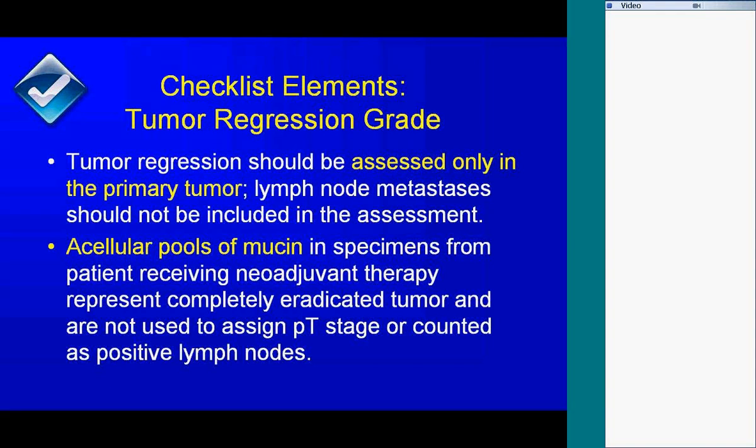And a question that comes up quite frequently is, how do you assess acellular pools of mucin in specimens from patients receiving neoadjuvant therapy? These represent completely eradicated tumor, and they're not used to assign the P stage or counted as positive lymph nodes. So if you see only a few histiocytes in there and you don't see tumor cells, then that represents completely eradicated tumor.